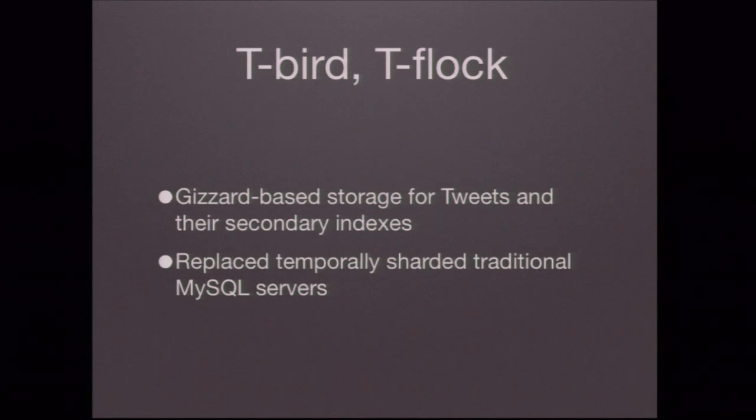T-Bird and T-Flock are terms that you wouldn't often hear outside of Twitter, but nonetheless, they're an interesting part of the whole discussion. They're the canonical tweet store, the place where when you tweet, that's where it's going. It's going to an internal system called T-Bird, built on top of Gizzard, and then the secondary indexes are in T-Flock, which is another whole cluster just for secondary indexes.